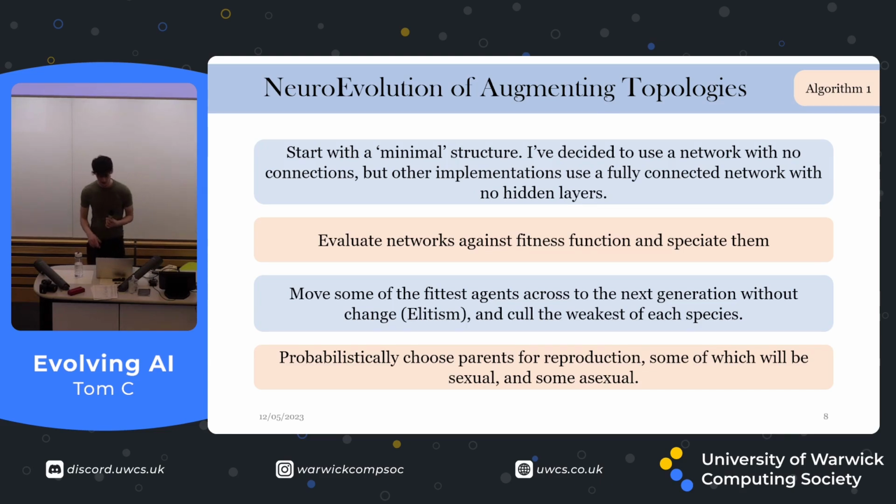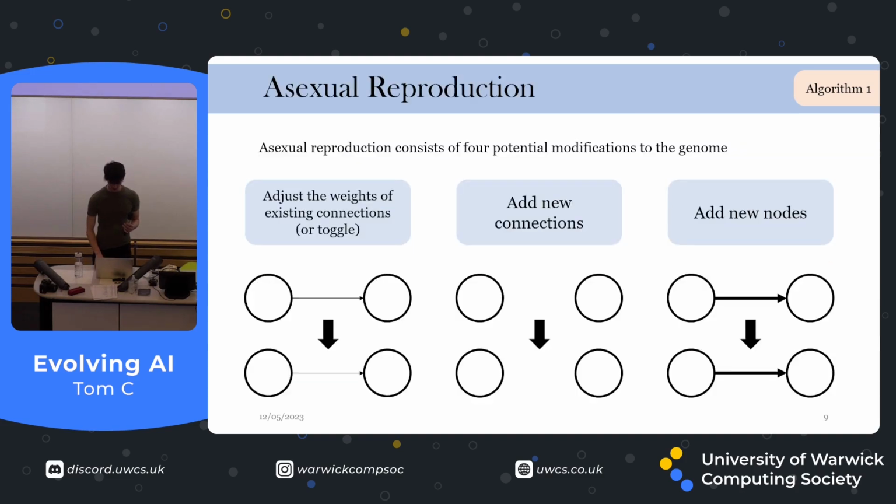Finally, we probabilistically choose parents for reproduction. Some of this will be done sexually, which is to cross over 2 networks. Some of it is asexually, which is to simply mutate an existing network. So some examples of these mutations are as follows. When we asexually reproduce a network, we can form one of these 3. One of these 3 mutations, sorry.